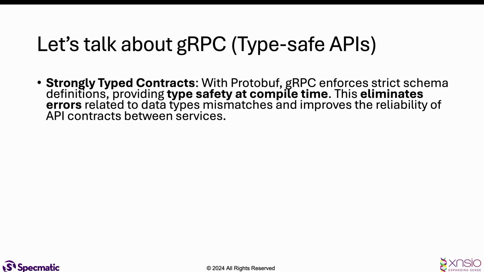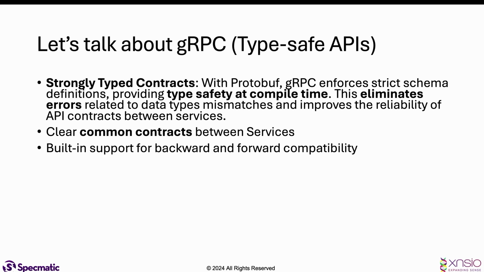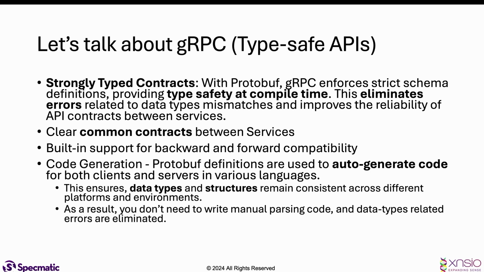Via protobuf definitions, gRPC can enforce schema definitions and provide type safety at compile time, eliminating a whole class of problems. With proto files shared between services, you can establish common contracts. There's also built-in support for backward compatibility and forward compatibility. And auto-generated code for both clients and servers in various languages enforces that the data types and structures remain consistent irrespective of the platforms or environments, resulting in a much superior developer experience.